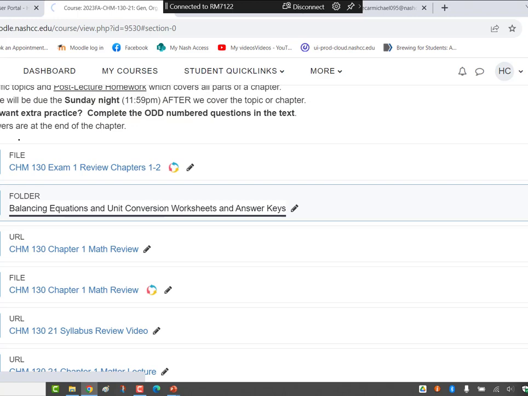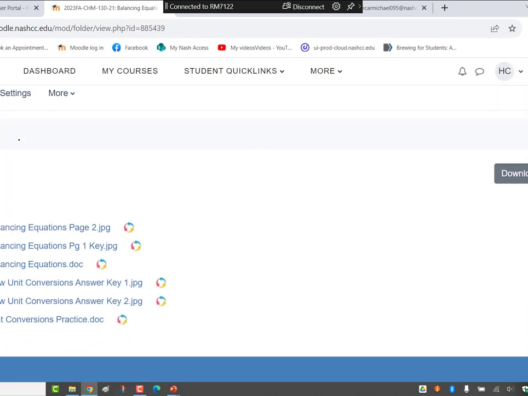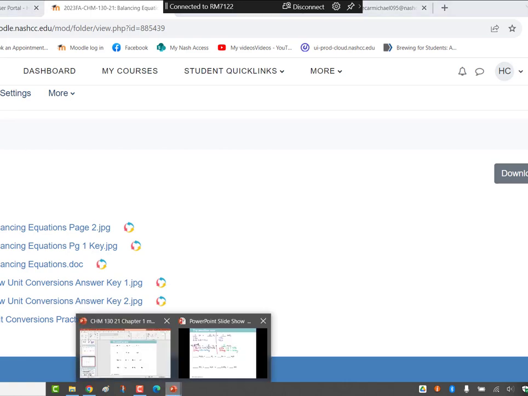If you go to this, it will show you the balancing equation key. So that'll show you the right answers for balancing equations for that handout. So practice the handout and then you can check yourself to see, have I really got this, being able to go back and forth. You have the blank handout, but there's the answer keys right there. And then what we're going to do tonight are unit conversions. And there's the answer keys for the other two pages of that handout.